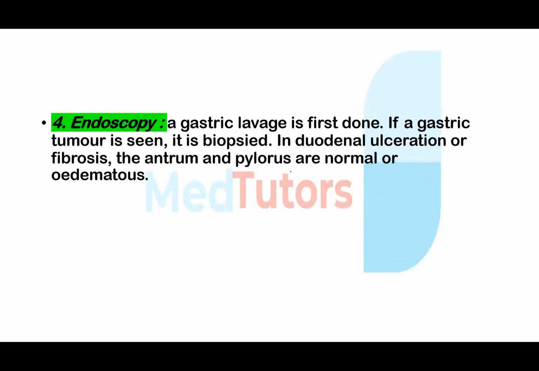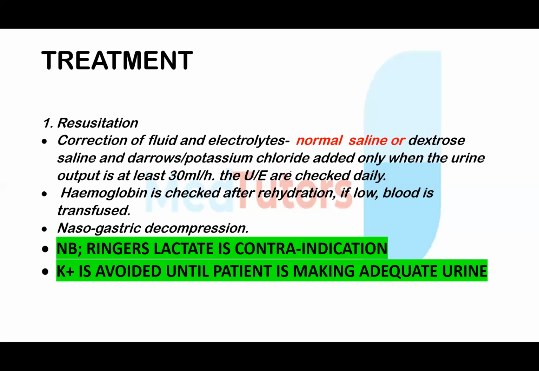As mentioned earlier, endoscopy is the gold standard for diagnosing gastric outlet obstruction. However, before endoscopy, you have to do a gastric lavage. After lavaging the stomach with saline, if a gastric tumor is seen, you take a biopsy. In duodenal ulceration or fibrosis, the antrum and pylorus are normal or edematous, so you take a biopsy for histological diagnosis.